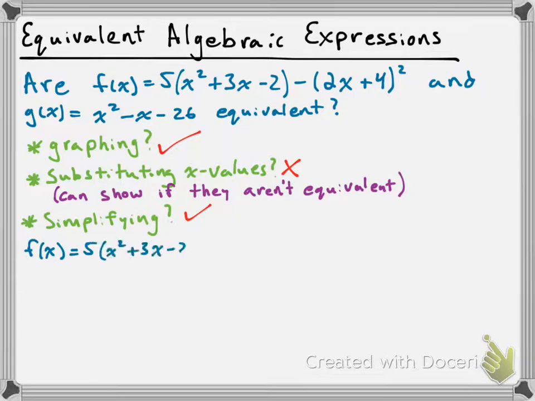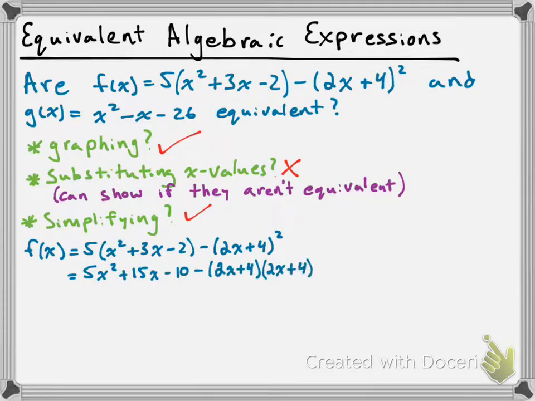So let's write down f of x. f of x equals 5 times (x squared plus 3x minus 2) minus (2x plus 4) squared. I'm going to expand the 5 into the first trinomial, and then multiply 2x plus 4 times itself, because that's what 2x plus 4 squared means. That gives us 5x squared plus 15x minus 10 for the first set of brackets, and then 2x plus 4 times 2x plus 4 since we're squaring it. Expanding that, we're left with 5x squared plus 15x minus 10 minus, in brackets, 4x squared plus 8x plus 8x plus 16.